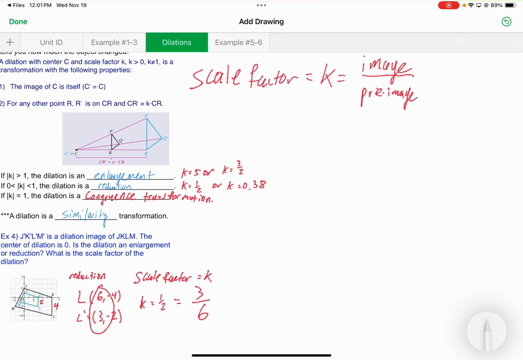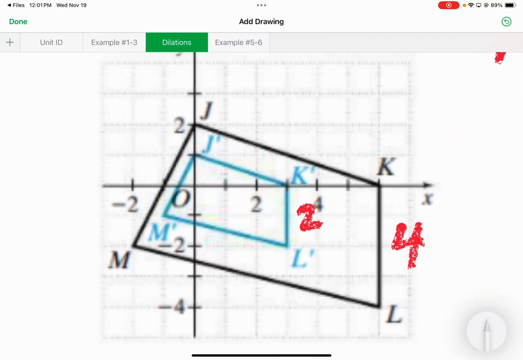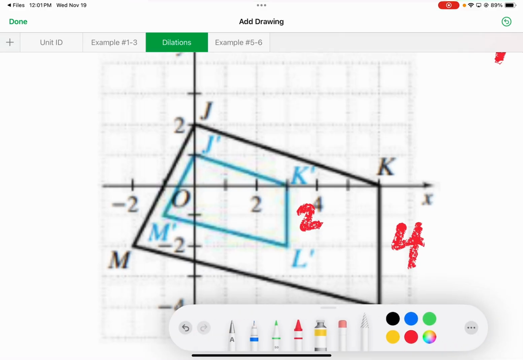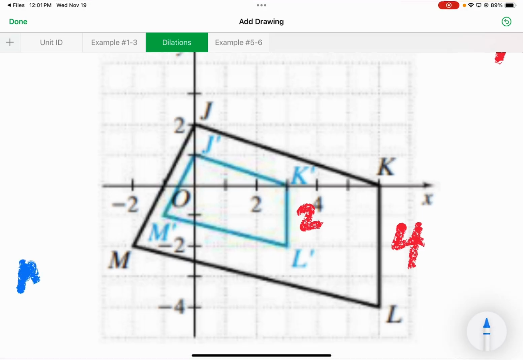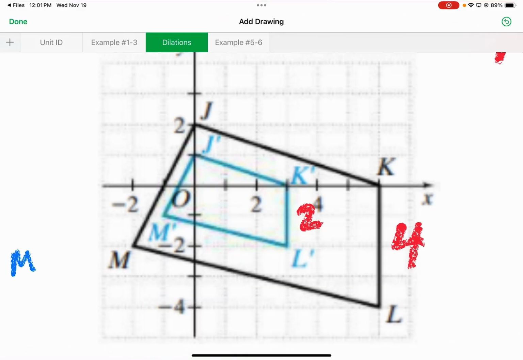Theoretically, let's say we did one, multiply them by a half. So for example, point M is at the coordinate point -2, -2, right? So if I wanted to find out where my M prime would be, M prime is at -1, -1. And that's where M prime is, right here, right? Does that make sense? Cool.